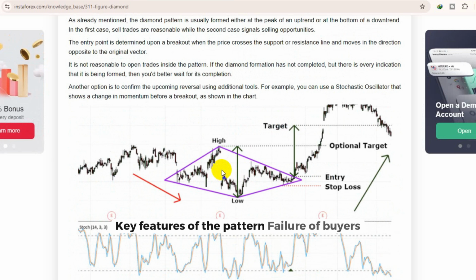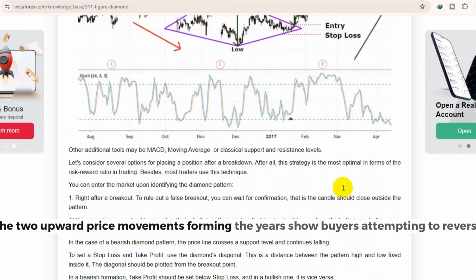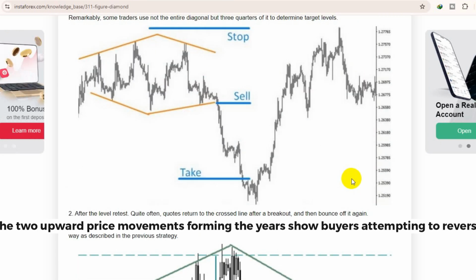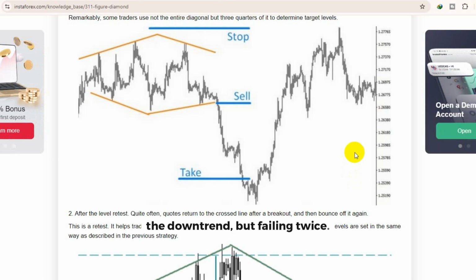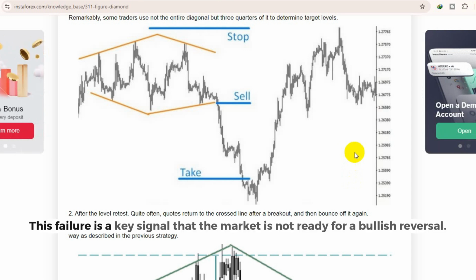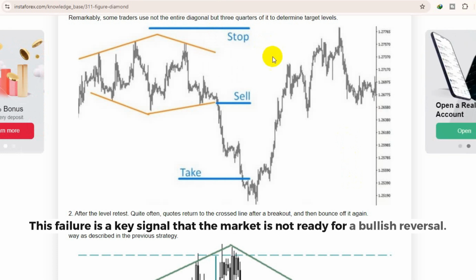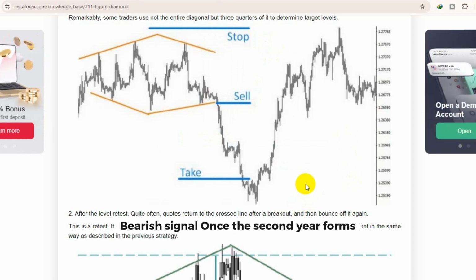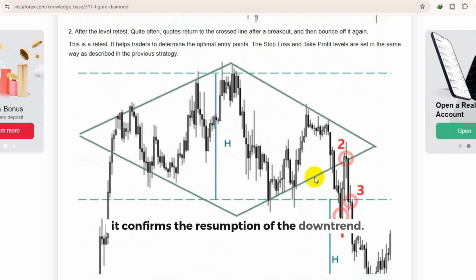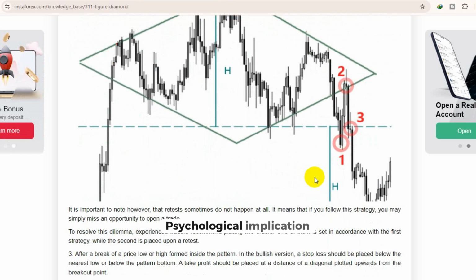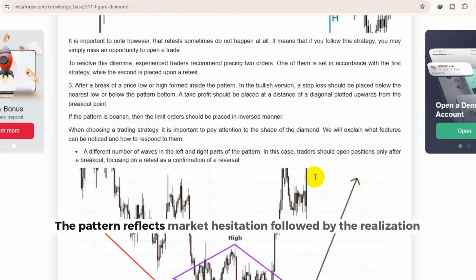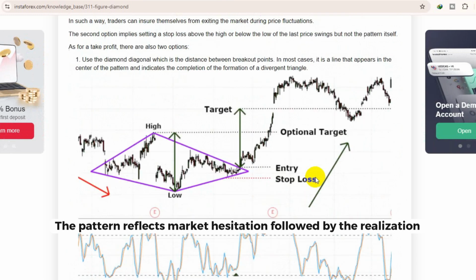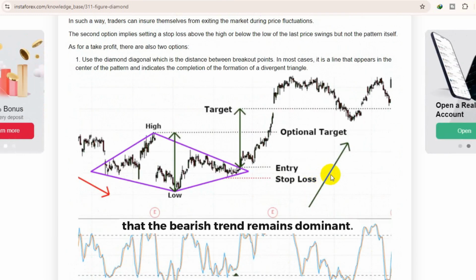Key features of the pattern. Failure of buyers. The two upward price movements, forming the ears, show buyers attempting to reverse the downtrend, but failing twice. This failure is a key signal that the market is not ready for a bullish reversal. Bearish signal. Once the second ear forms and the price breaks down from the consolidation range, it confirms the resumption of the downtrend. Psychological implication. The pattern reflects market hesitation followed by the realization that the bearish trend remains dominant.